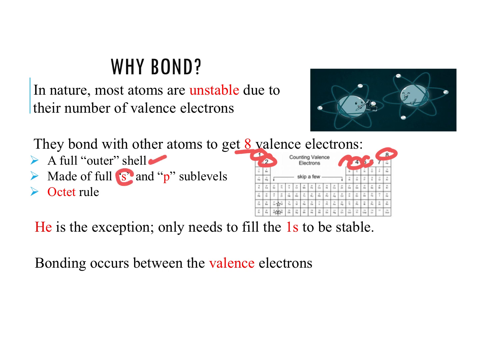It's when we have a full S, because that's 2 electrons, and a full P, which is 6. So if the sublevels 2S, 2P, 3S, 3P are filled, it has the 8 valence electrons. It's also called the octet rule. Helium is the only exception because it only needs to fill the 1s, so it only needs 2 electrons, and then it would be stable. Bonding does occur between valence electrons, the outermost ones, the ones in the highest energy.